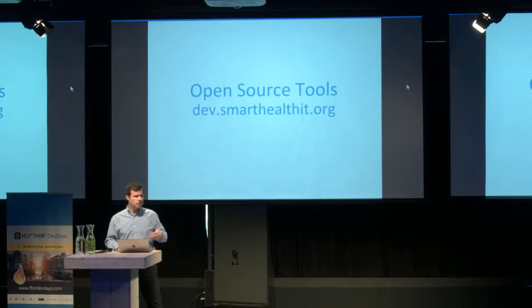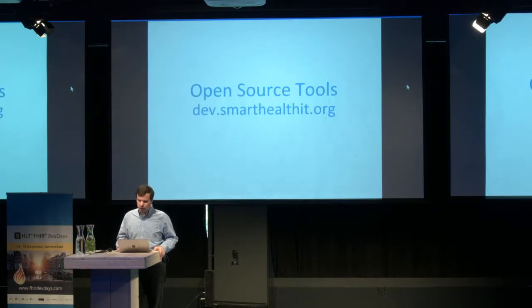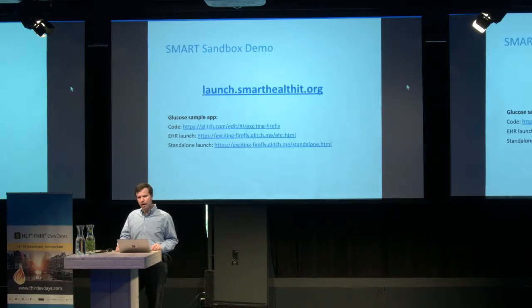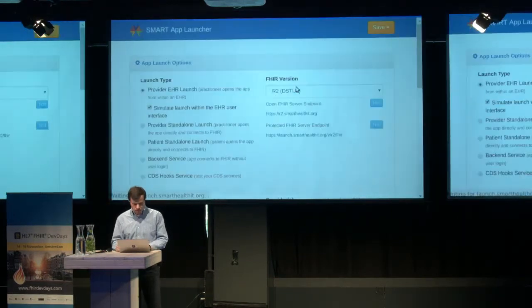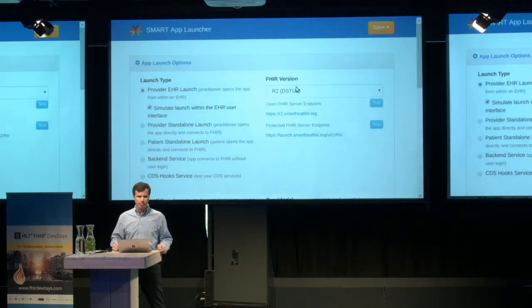Next up, I want to talk about some of the open source tools and services that we've been building out on the Smart team to give developers an easy way to get started building and testing these kinds of apps. And so central to this is our Sandbox environment, which includes what we call the Smart App Launcher. That's at launch.smarthealthit.org. And I'll give you a quick taste of what that looks like and the kinds of things you can do with the app launcher. So the idea of this tool is if you are building an app and you need to configure your app to run against a FHIR server, you want to be able to test out many different things.